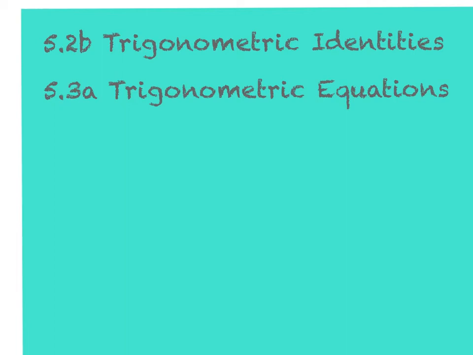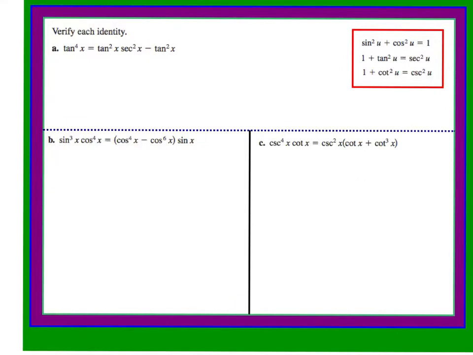And we're going to go on to 5-3 a little bit today. All right, let's do this. So this first one, I have tangent to the fourth is equal to tangent squared times secant squared minus tangent squared. Again, we always try to pick the icky side first. So which side should we probably work with? Right side. The right side.